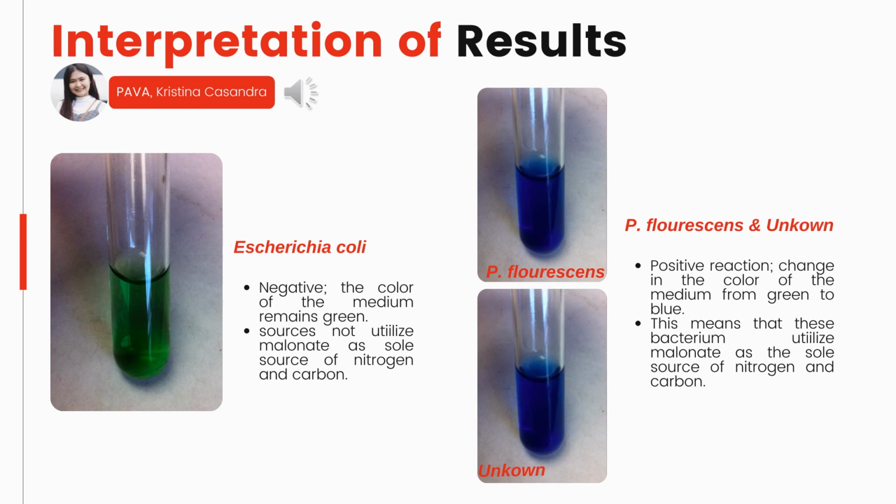On the other hand, Pseudomonas fluorescens and the unknown bacterium yield a positive reaction in which there is a change in the color of the medium from green to blue. So this means that this bacterium utilizes malonate as sole source of nitrogen and carbon.